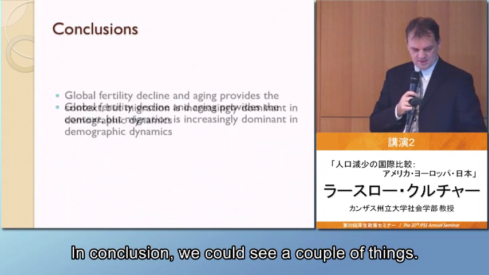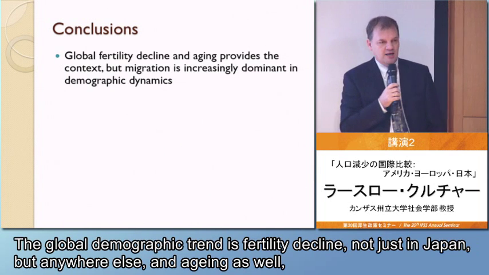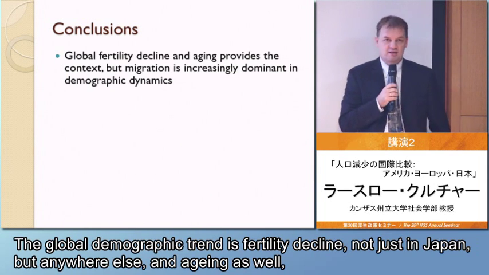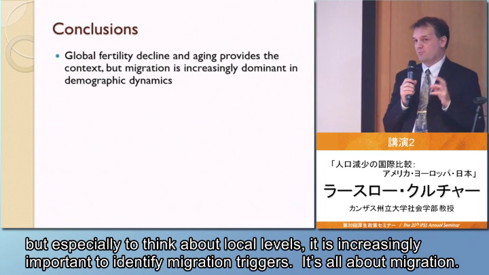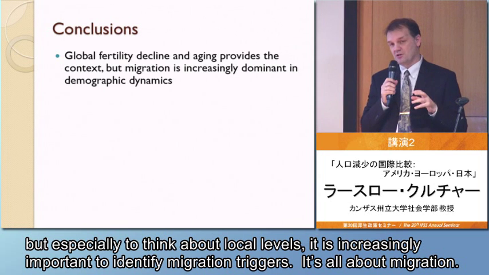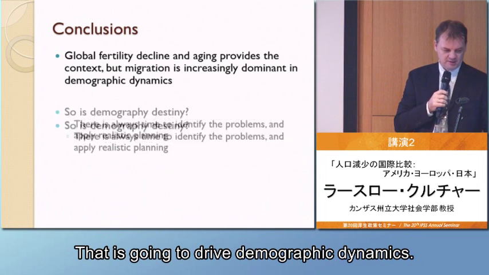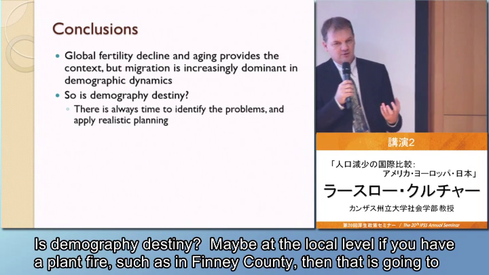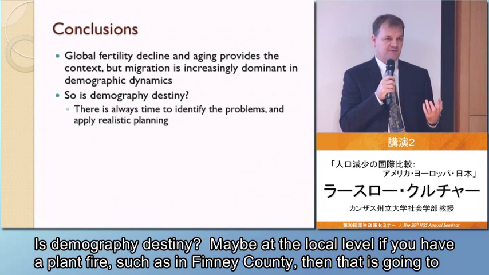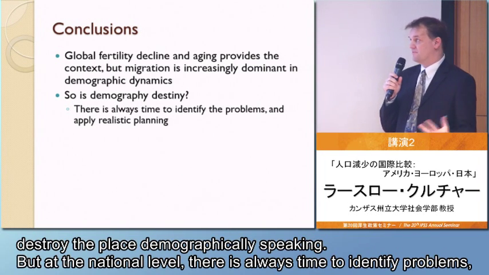So in conclusion, we could see a couple of things. The global demographic trend is fertility decline, not just in Japan, but anywhere else, and aging as well. But especially if you think about local levels, it is increasingly important to identify migration triggers. It's all about migration, right? That's going to drive demographic dynamics. So is demography destiny? Maybe at the local level, if you have a plant fire, such as in Finney County, then that is going to destroy the place demographically speaking.